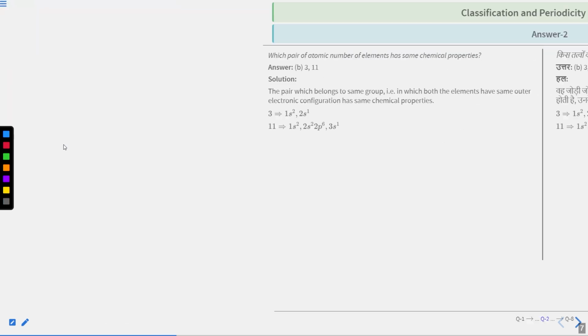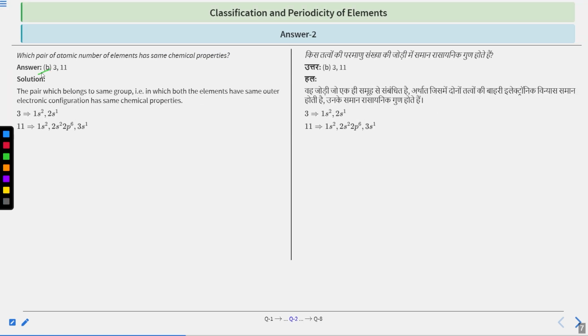After that, we will see the answer. Let's see, the correct answer is option B, that is 3 and 11. The pair which belongs to the same group, in which both elements have the same outer electronic configuration, has the same chemical property. Group refers to top to bottom in a periodic table. So if the pair of elements belongs to the same group, that means they have the same chemical properties.